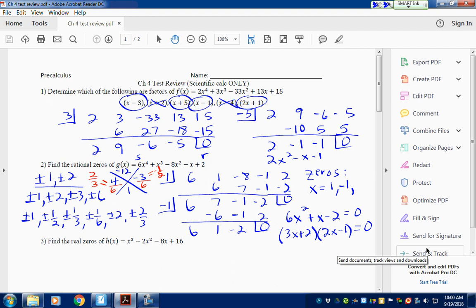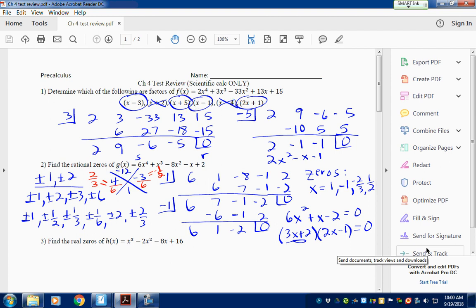So that would lead to 2 other zeros. Can you do it in your head here? What would make this 0 here? Yep, move the 2 over. It's negative 2 divided by 3, so negative 2/3. And then 1/2. So those are your 4 zeros. You could have gotten them by just trying every one from that list. You would have eventually gotten there because I told you they were all rational.